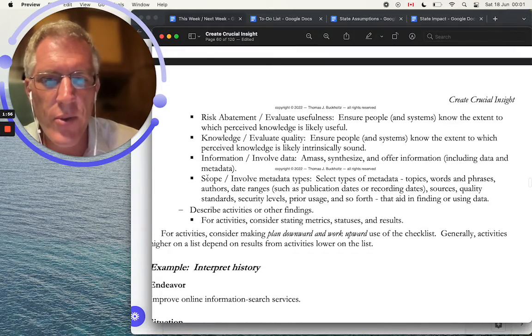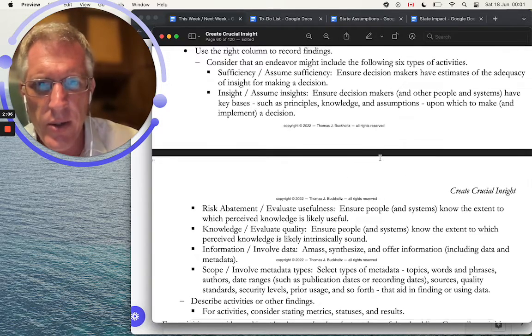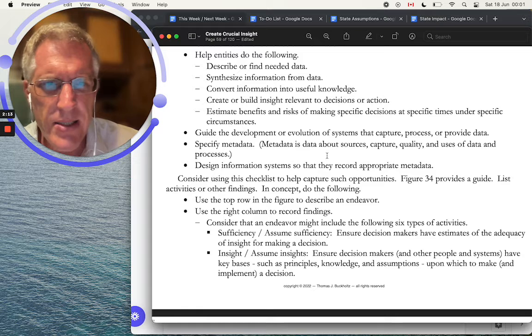And that's true. So when you talk about the scope of information, that's what it means. It means to select types of metadata. A topic could be metadata. So in fact, it says here, specify metadata. Metadata is data about sources, capture, quality, and uses of data and processes.